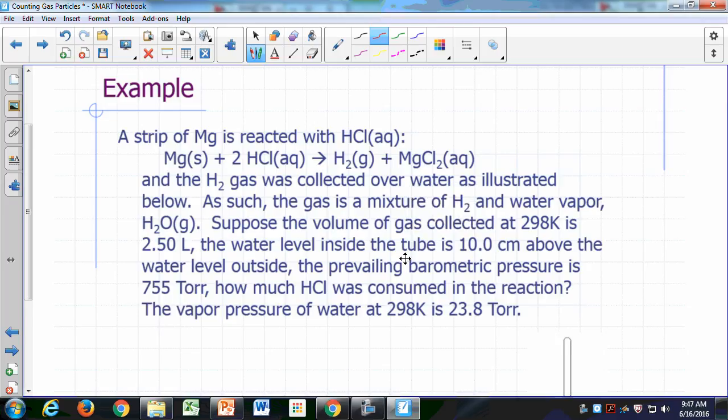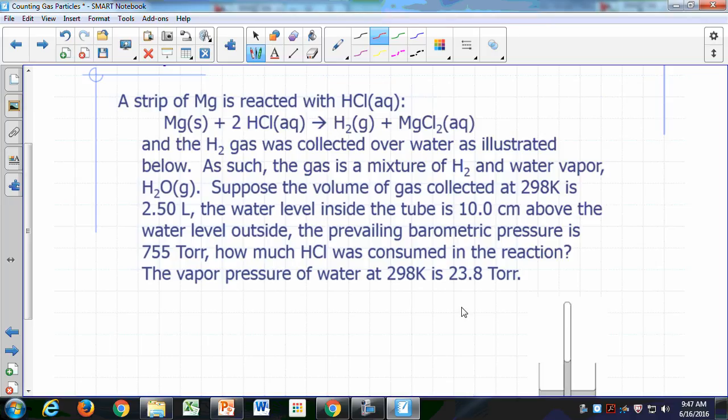Let's take a look at another stoichiometry problem that involves a gas. Suppose you have a strip of magnesium. You react it with HCl, and this reaction occurs. You produce hydrogen gas, so your hydrogen gas is collected in this tube over here. And you get magnesium chloride aqueous as your other product.